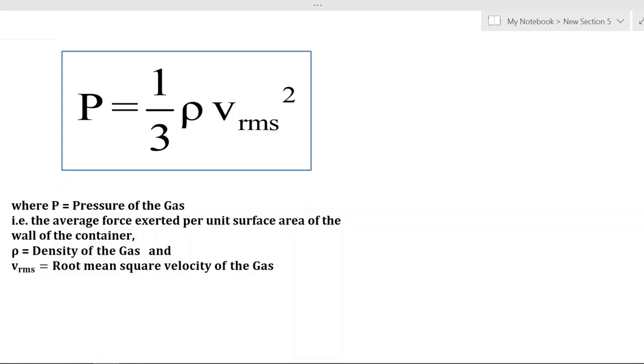Here in this session of today, I'm going to explain to you the derivation of the kinetic gas equation. That is the one you can see on the screen: P is equal to 1/3 rho Vrms squared. This derivation is in fact the most important derivation of this chapter, which is purely based on the assumptions or the postulates of the kinetic theory of gases.